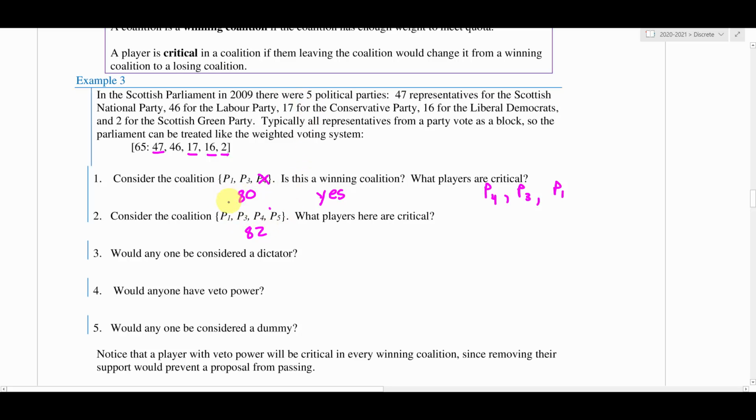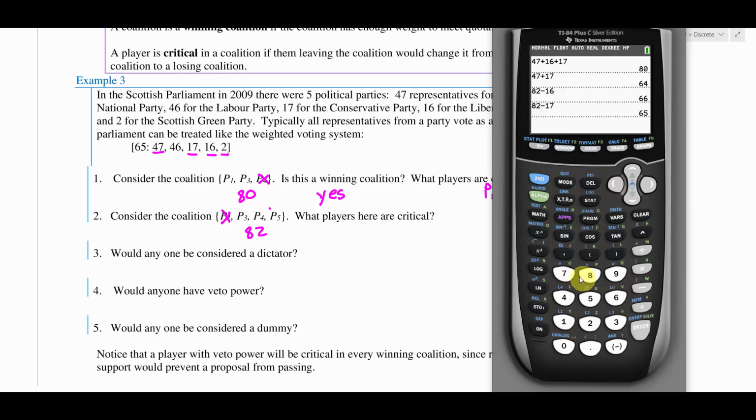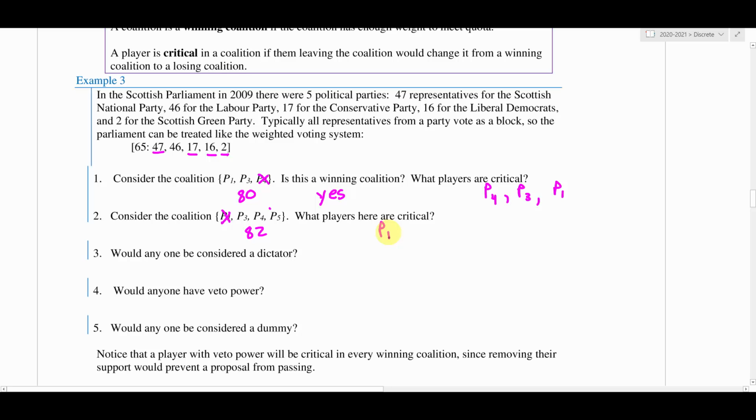So now let's pretend player 1 gets upset and says, nope, I don't want to be a part of this coalition anymore. So I'm going to grab my calculator here. I'm going to take 82 votes. I'm going to subtract away the 47 votes that player 1 has, and that only leaves us with 35. So in that scenario, player 1 is critical. You have to have player 1 on this team if you're going to pass a measure. No one else is critical.